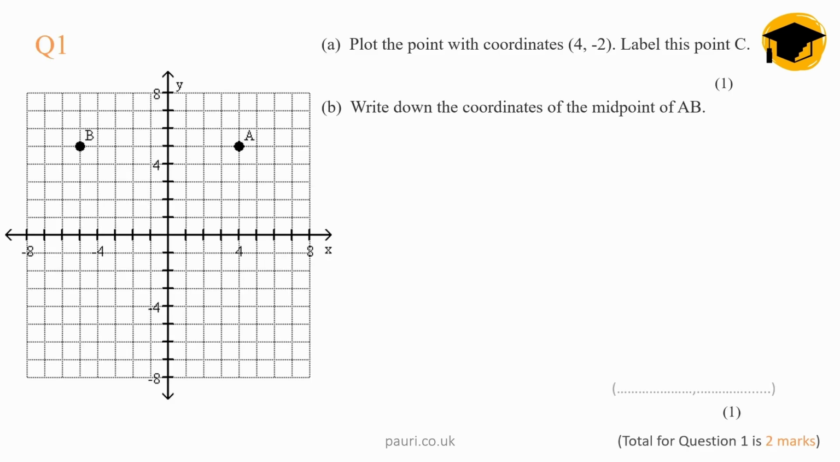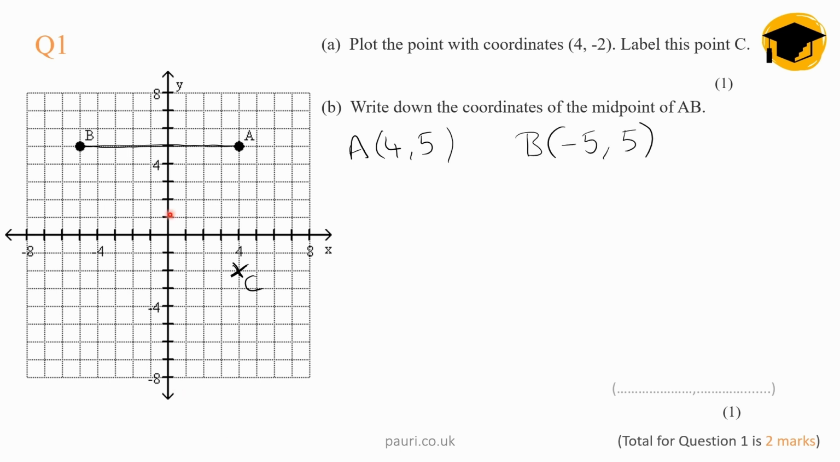Plot the point with coordinates down the corridor 4, up the stairs -2. So that's over here on our grid. That's our point C. Write down the coordinates of the midpoint between A and B. So let's write down what the coordinates of A and B are. Coordinates of A, down the corridor 4, up the stairs 5. Coordinate B, down the corridor -5, up the stairs 5.